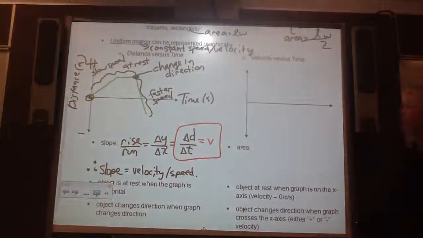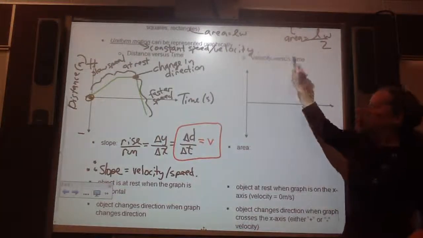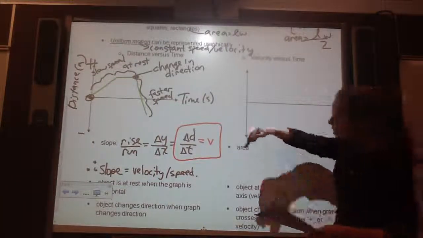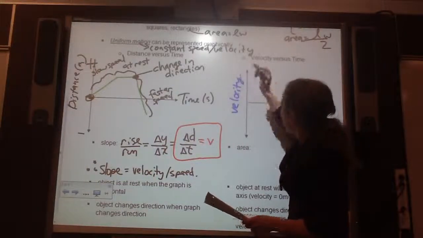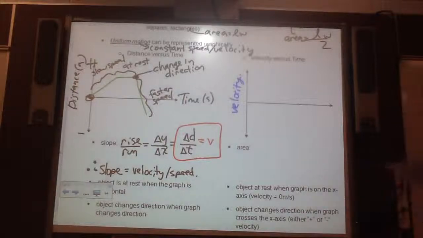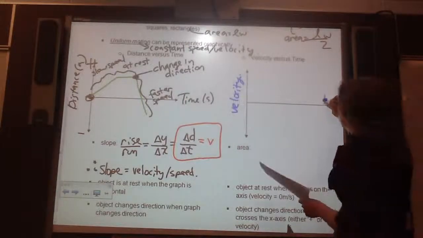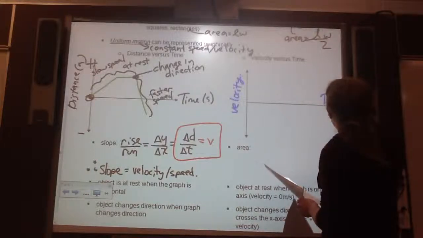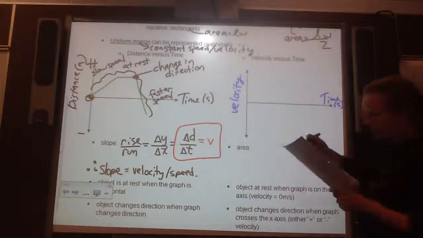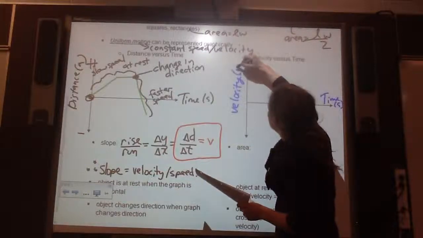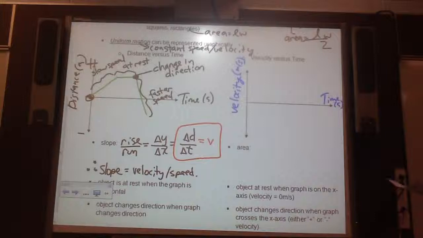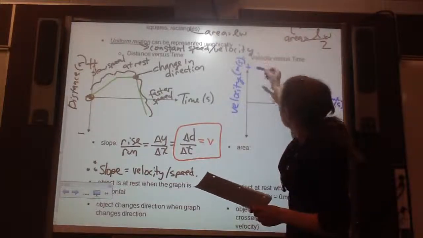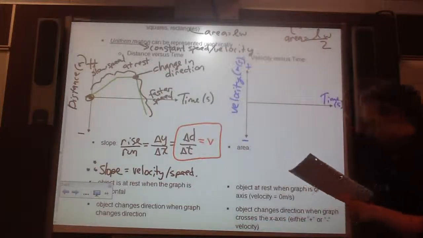Okay, so now let's do velocity versus time. So let's put velocity on the side. And our time is still our x-axis. Velocity, the units we need to make sure we put in is meters per second. Again, going up, positive, going down, negative.